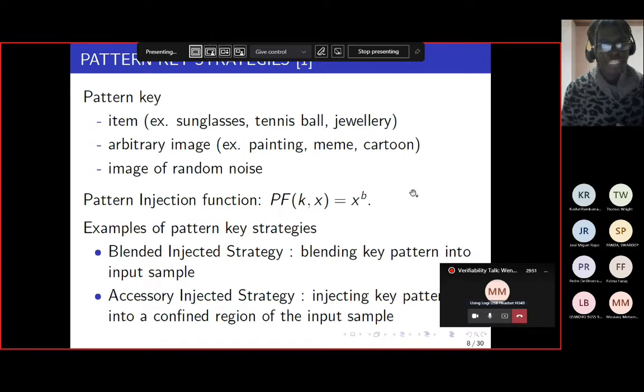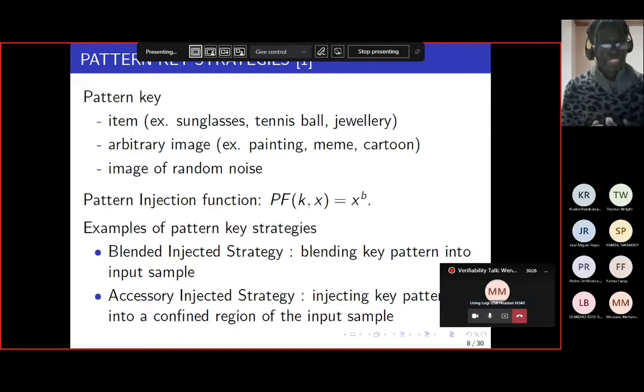Next, we have the pattern key strategy. This is a strategy which blends the key, the backdoor key, with elements that are in the input space. So your pattern key can be an item, such as sunglasses. It can be an arbitrary image, such as an image of a painting, a meme, or a cartoon. Or it can also be an image of random noise.